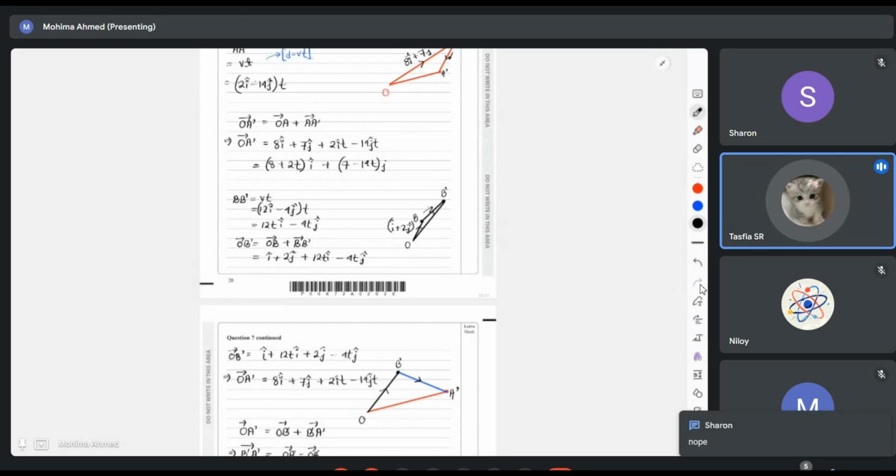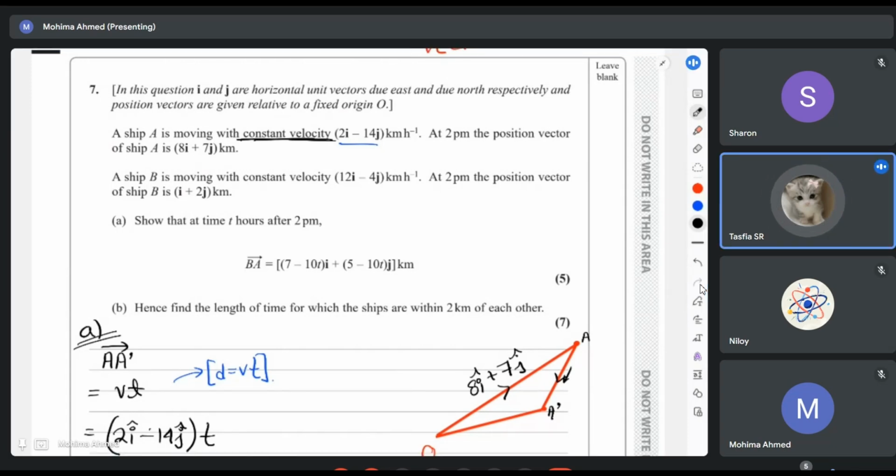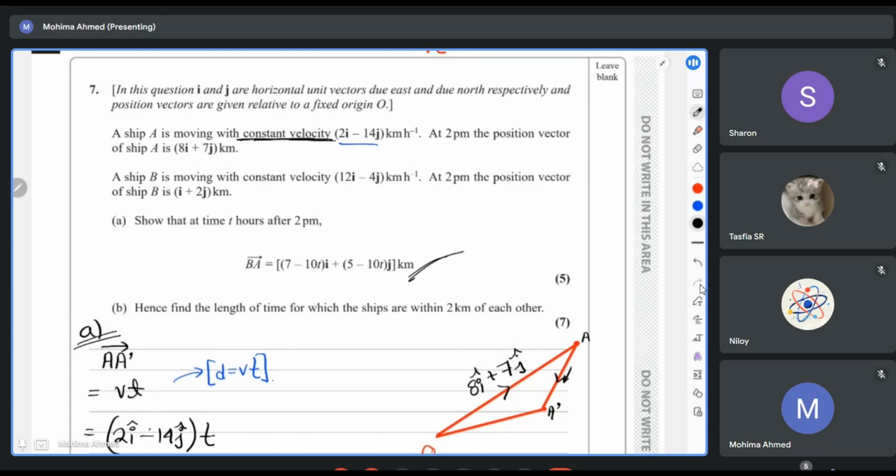Question is about it's 2 kilometers from each other. It was that the entire journey started at 2 p.m., right? Hence find the length of time for which the ships are within 2 kilometers from each other. Oh, that was for part B. We haven't actually reached that. It was just for part A. Right, we just completed this. Okay, we still have a 7 mark question left for part B.